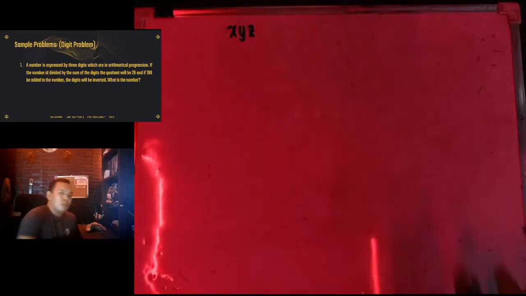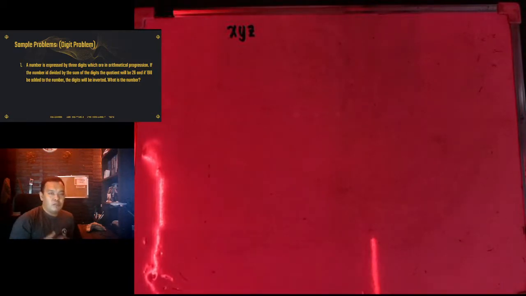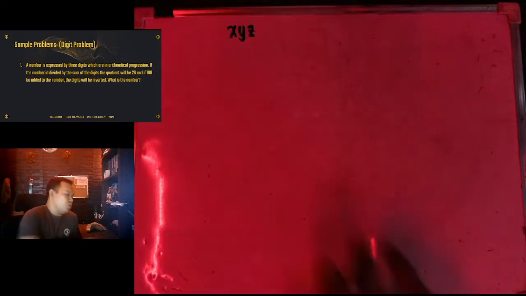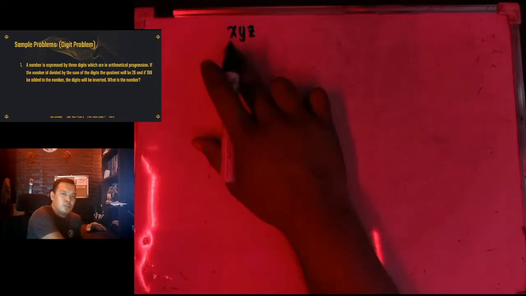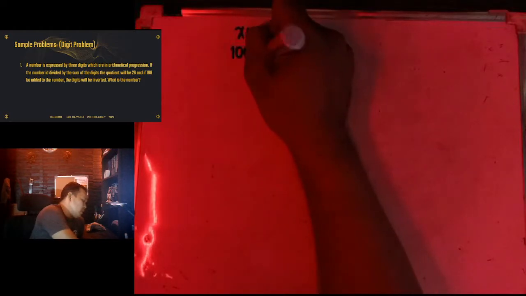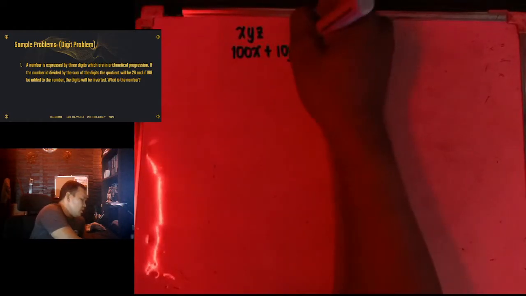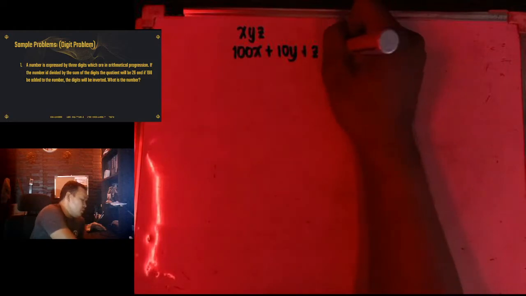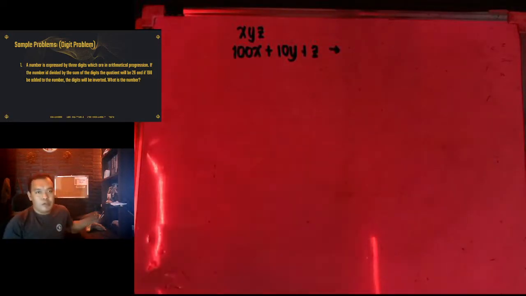we have here x, y, and z. The number will be xyz. We all know that we have the units digit, tens digit, and hundreds digit. So z is the units digit, y is the tens, and x is the hundreds digit. We could rewrite this as 100x plus 10y plus z. This will be our number.